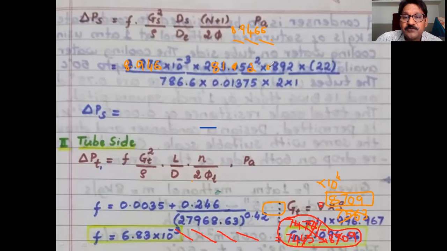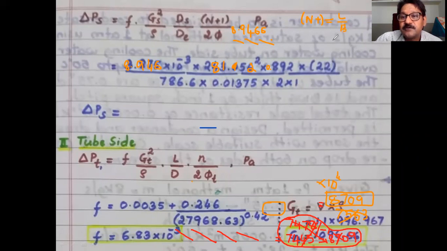So please remember, otherwise it is wrong. It is 0.0892. So n plus 1 we have already calculated. It is 22. So n plus 1 is L by B. N plus 1 is equal to what? Length of tube divided by baffle spacing. Length of tube is also given. Baffle spacing is 180. So if you do it, do it.